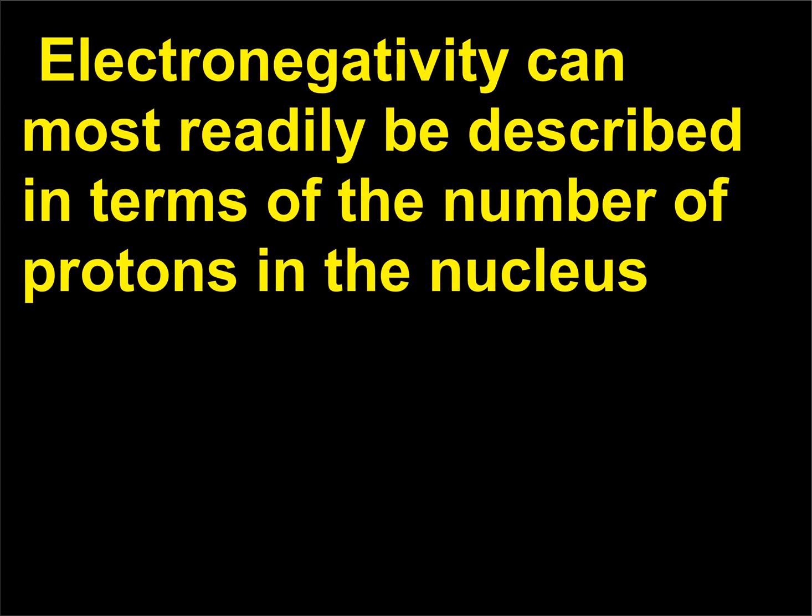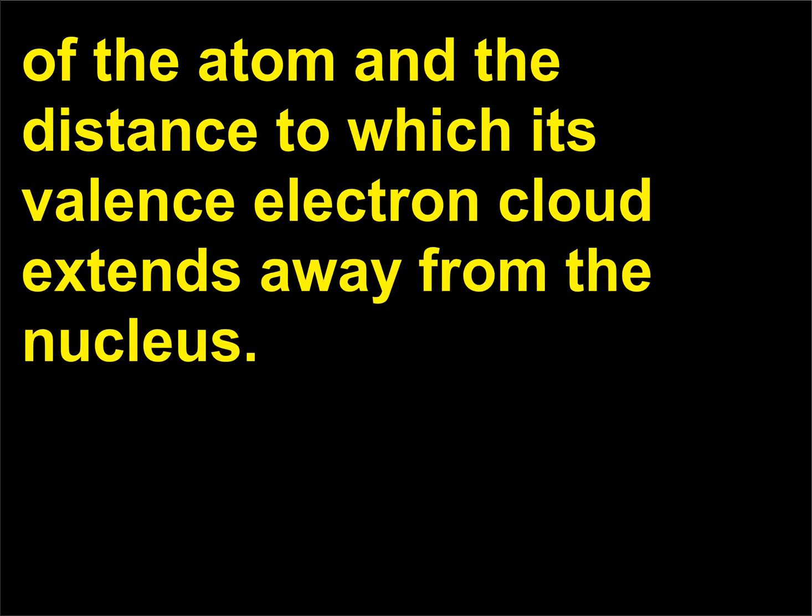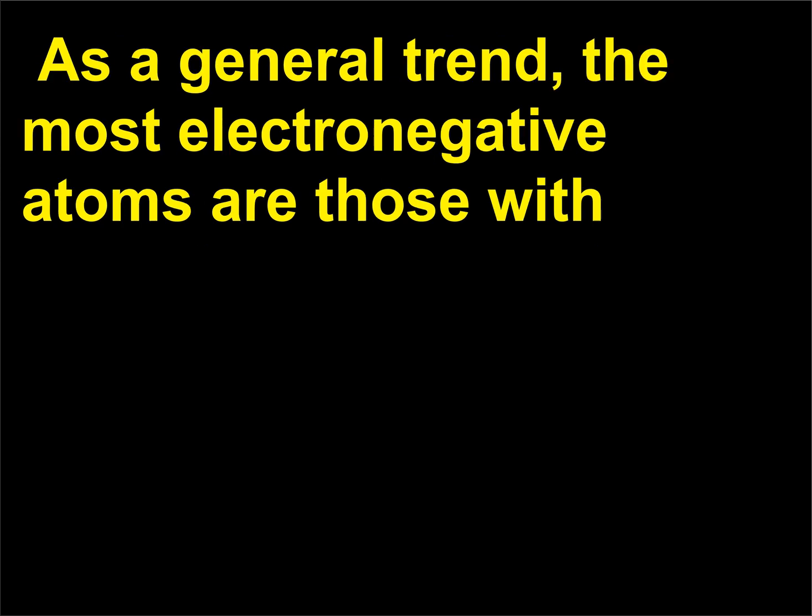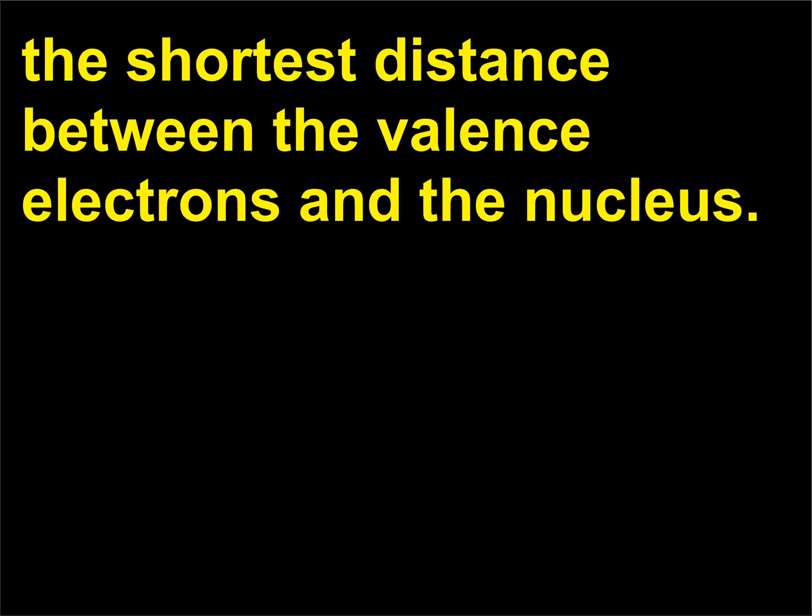Electronegativity can most readily be described in terms of the number of protons in the nucleus of the atom and the distance to which its valence electron cloud extends away from the nucleus. As a general trend, the most electronegative atoms are those with the shortest distance between the valence electrons and the nucleus.